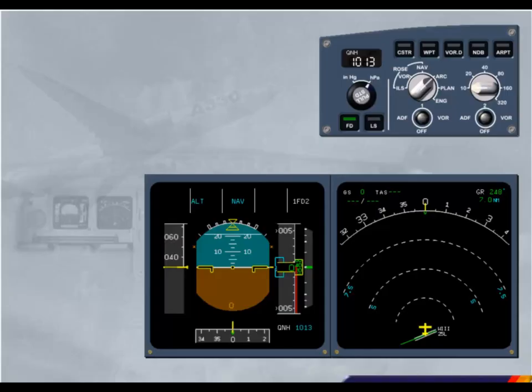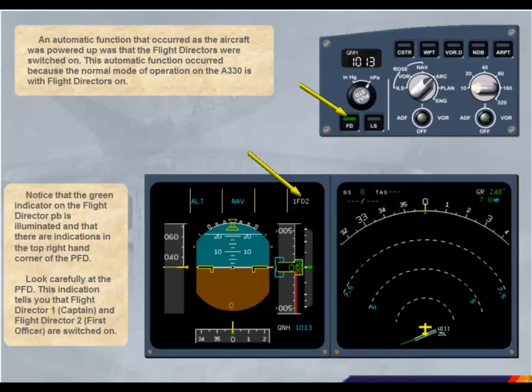This automatic function occurred because the normal mode of operation on the A330 is with flight directors on. Notice that the green indicator on the flight director push button is illuminated, and that there are indications in the top right-hand corner of the PFD. Look carefully at the PFD. This indication tells you that Flight Director 1, Captain, and Flight Director 2, First Officer, are switched on.